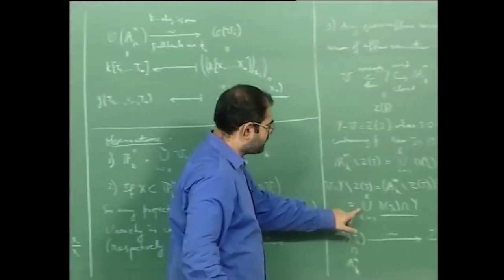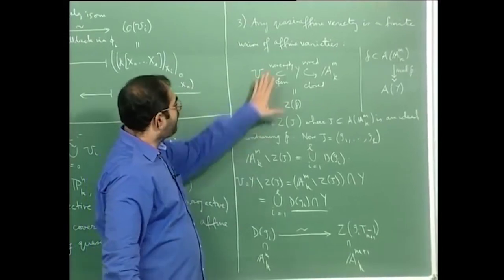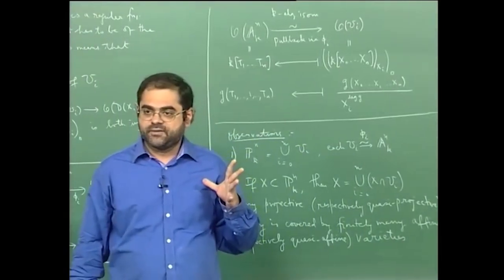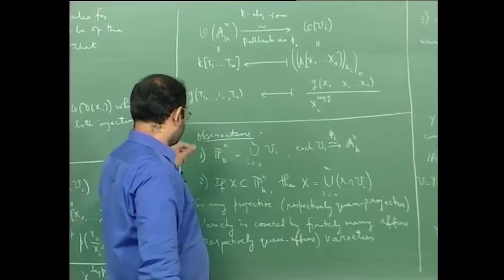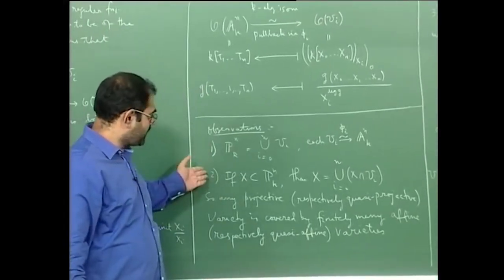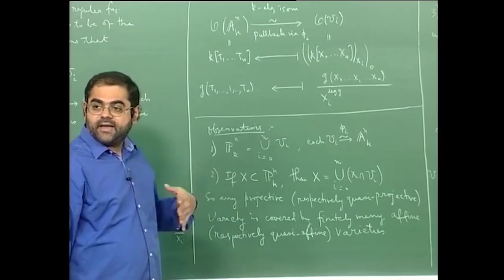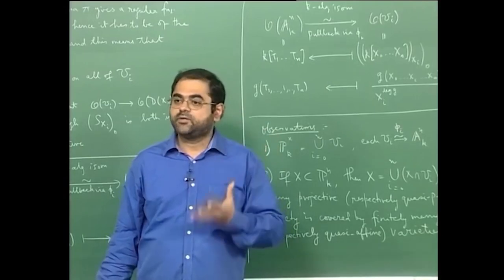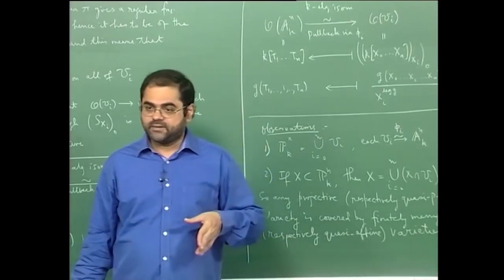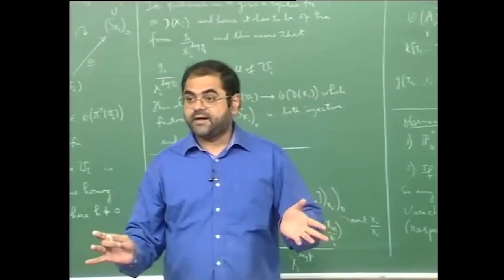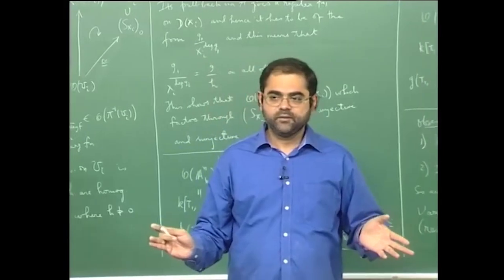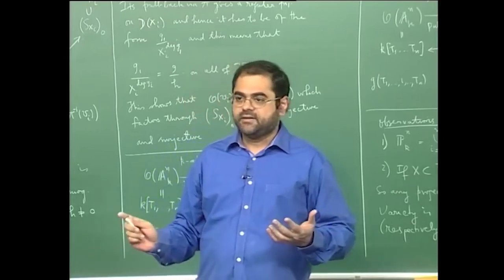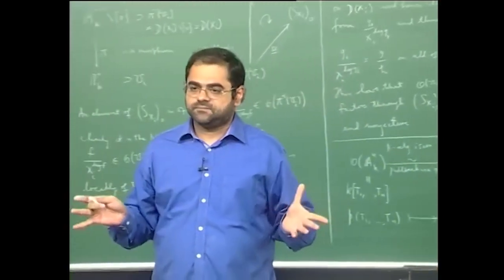And the finite union of all such is your U. So what this argument shows is that any quasi affine variety is a finite union of affine varieties, and if you combine that with 1 and 2, you will get that even a quasi projective variety will also be a finite union of affine varieties. So if you put everything together, you will get that any variety is a finite union of affine varieties, okay. Any variety has a finite cover by open subsets, each of which is isomorphic to an affine variety, and thus we say that affine varieties are the building blocks of varieties, okay.